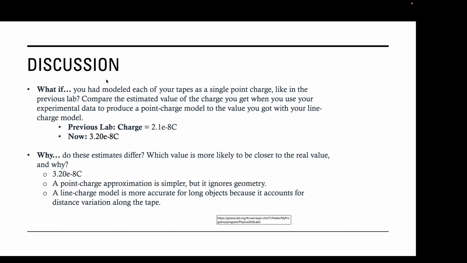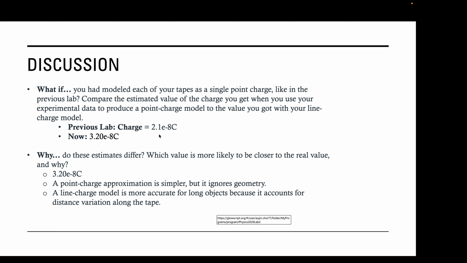Now, what if I had modeled each of the tapes as a single point charge, and compared the estimated value of the charge I get when using my experimental data to produce a point charge model to the value I got with my line charge model? From the previous experimental model, our charge would be 2.1e-8 coulombs, but compared to before, it's 3.20e-8 coulombs. Why do these estimates differ, and which value is more likely to be closer to the real value, and why?